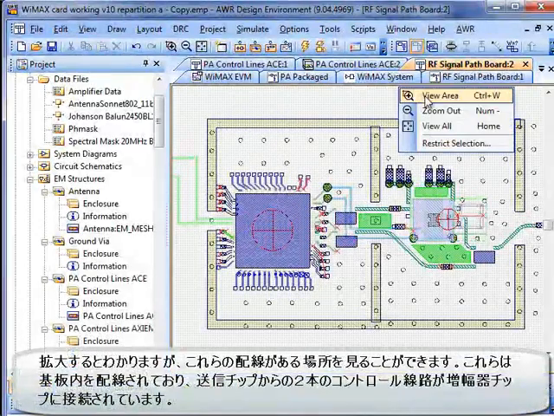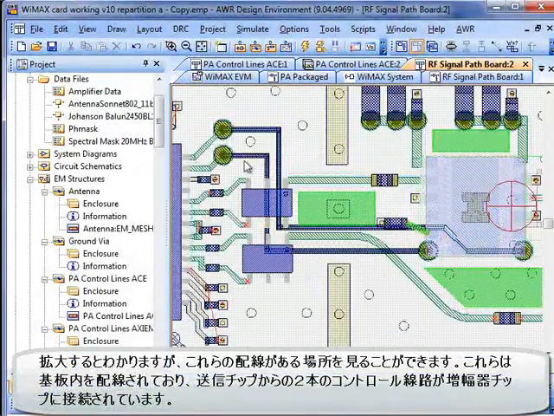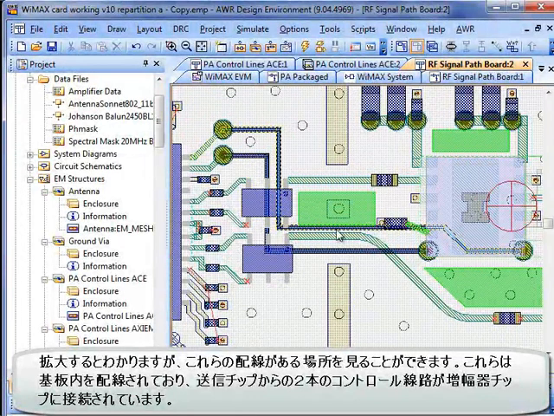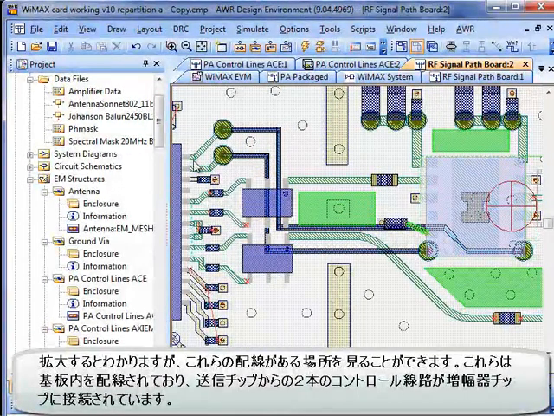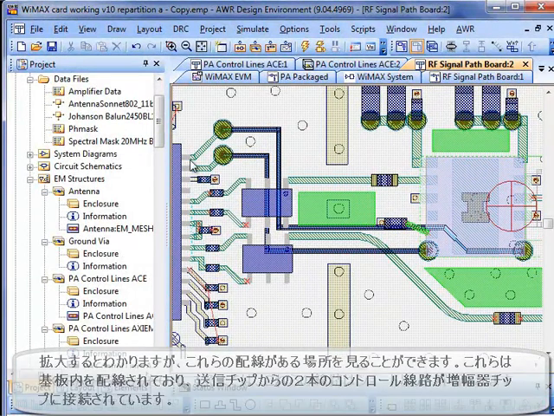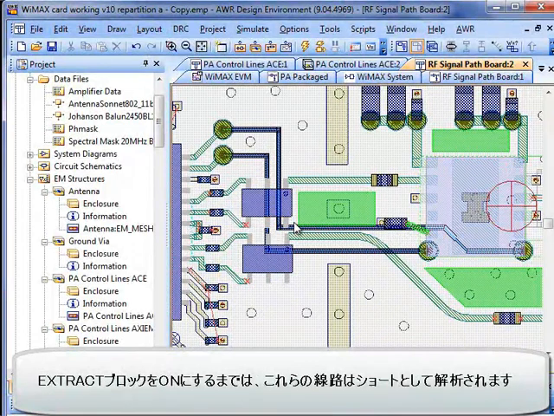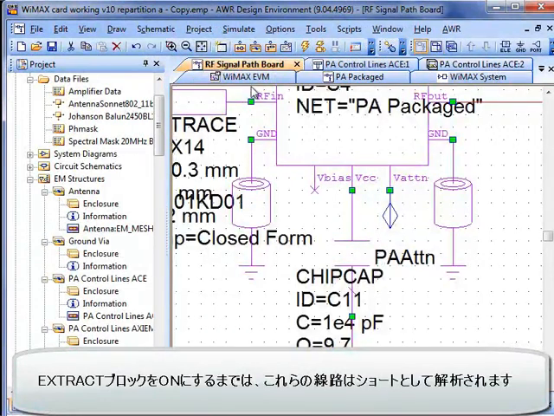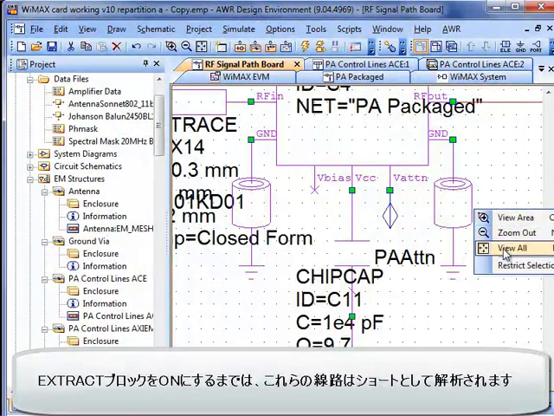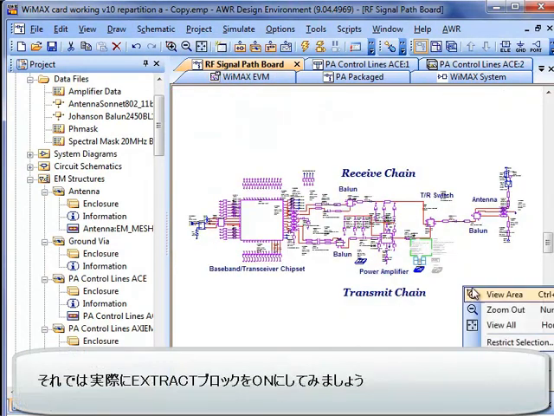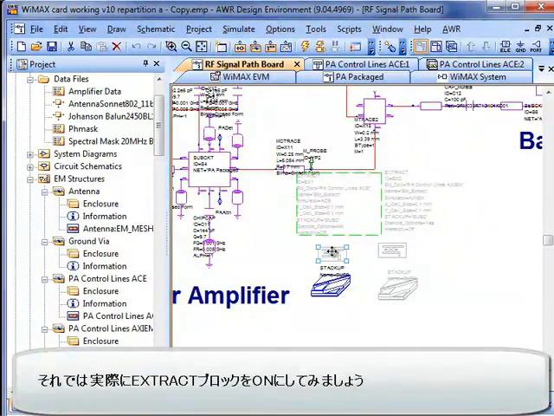And you can see, as we zoom in, you can see where those routed lines are. They're deep within the board, right here, and they come over to our PA chip. I have two of them, and they're coming off of control lines on our transceiver chip. Now, these are simulated right now as shorts until I go into the extract block and change its state from disabled to enabled. So let's go ahead and do that. We'll change its state right there. Okay, and now it's turned on.